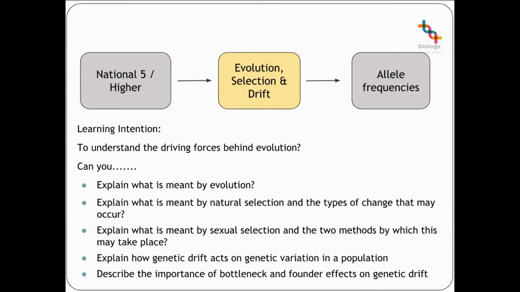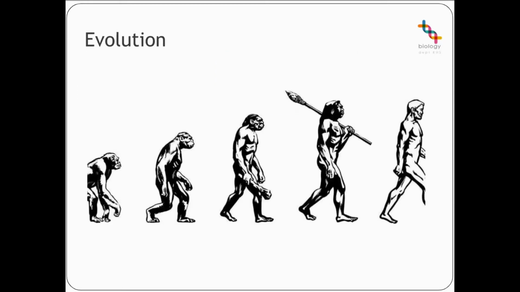For today though, we're looking to understand the driving forces behind evolution, and you will need to be able to explain what we mean by evolution, explain what is meant by natural selection and the types of change that may occur, explain what is meant by sexual selection and the two methods by which this might take place, explain how genetic drift acts on the genetic variation in a population, and describe the importance of bottleneck and founder effects on genetic drift. So to start off with, what are we talking about when we talk about evolution?